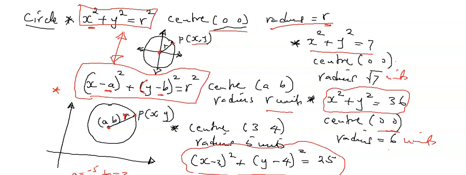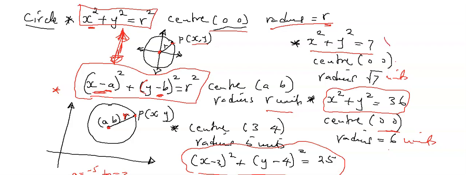If the center is not the origin, maybe it's a point (a, b), and we have a point (x, y) on the circle, and radius r, then the equation is (x minus a) squared plus (y minus b) squared is equal to r squared. So this is the standard equation of a circle, center (a, b). Note that they are the same: when a is 0, then we have x squared, and when b is 0, we have y squared, equal to r squared.